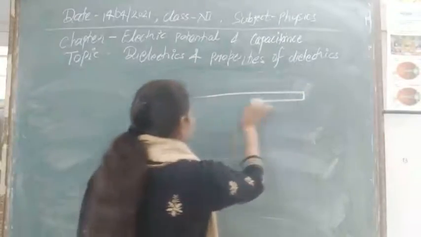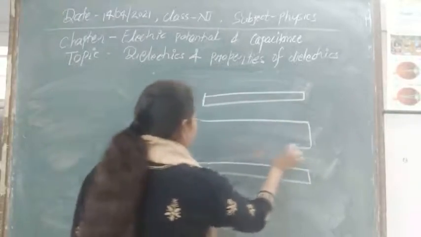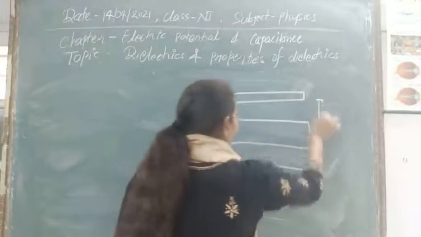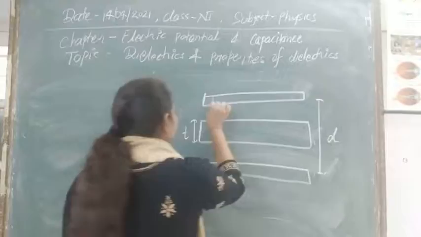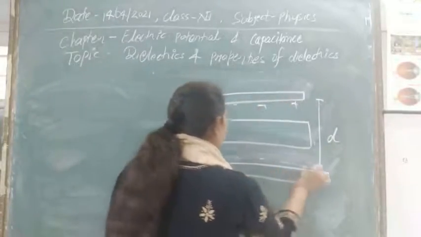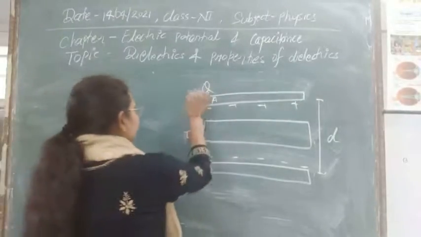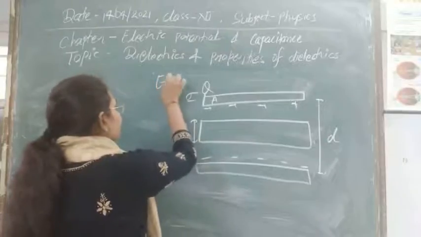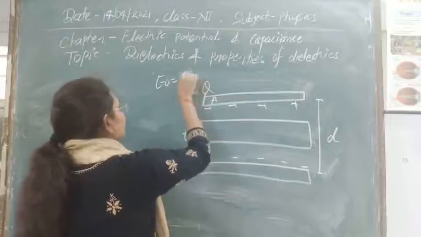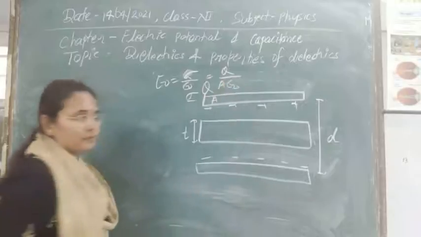So this is our parallel plate capacitor, and suppose this is the conducting slab that we are taking, and its thickness is again T. The distance between these two plates is D. Its area is A. Charge Q is spread over this plate, and in the same way charge minus Q is spread here. Sigma is the charge density. Then the outside electric field will be equal to sigma upon epsilon 0, which we can write as Q by A epsilon 0.